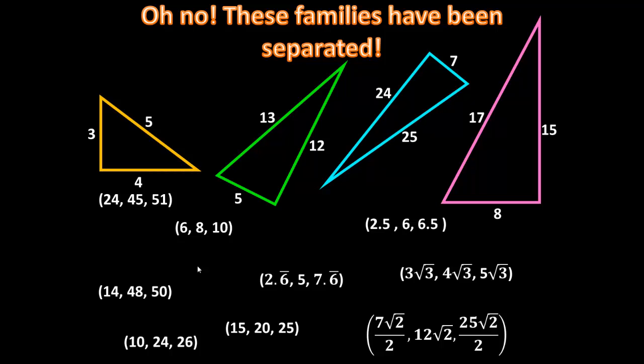So, little game. Oh no, the families have been separated. These are the parent Pythagorean triples that I told you about: 3, 4, 5, 5, 12, 13, 7, 24, 25, and 8, 15, 17. All right, so these sets of sides all belong to one of those 4 families. What I'd like you to do is pause the video, see if you can put them with the families they belong to, and then when you're done, unpause me and I'll put them in order for you. So go ahead. Now would be a good time to pause.